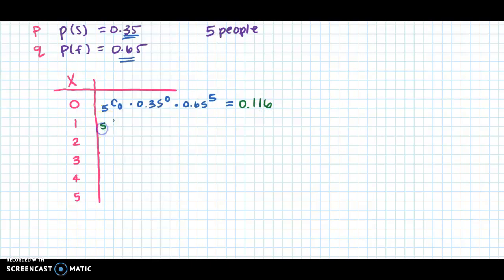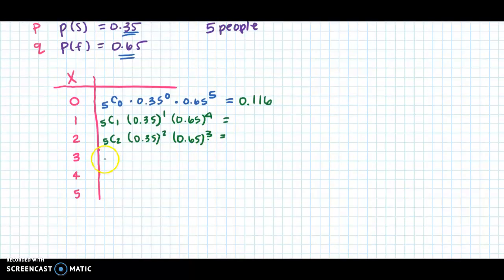So then you just repeat the process, and I'll go ahead and write it all out. If I have 1 success, that means my success probability has 1, and that means my failure probability has 4. If I have 2 successes, that means 2 people out of the people I poll say yes. So notice both of these are still always adding up to 5. 2 successes, 3 failures. 5 choose 2.